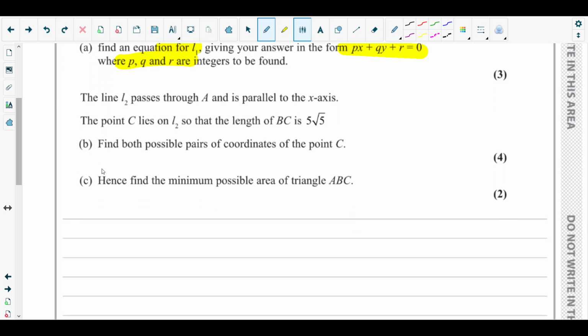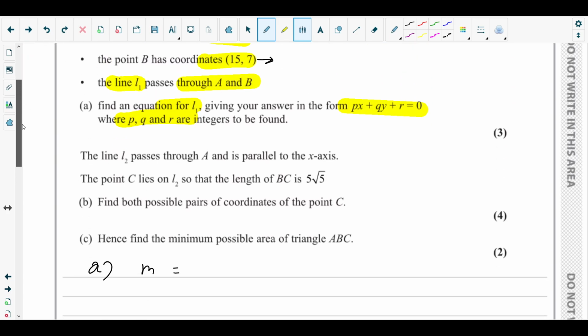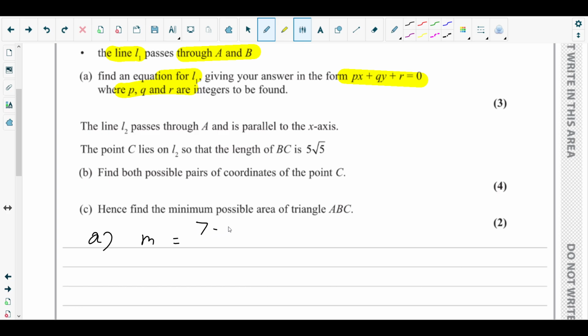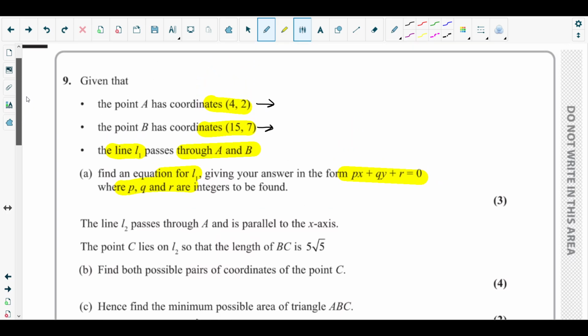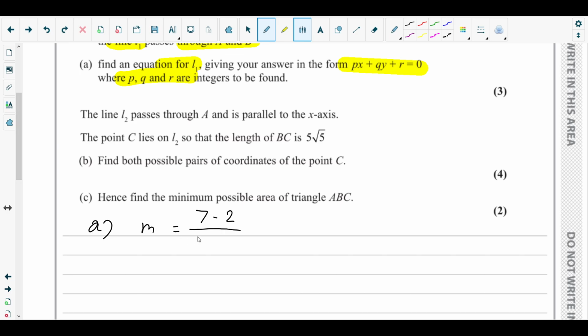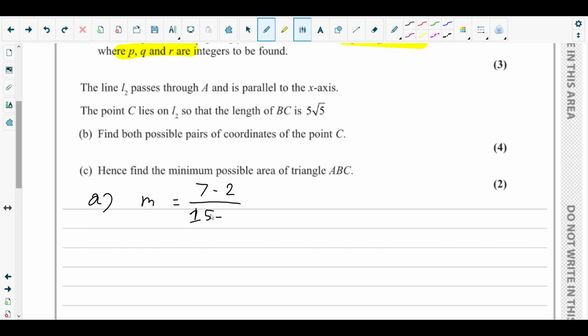So for part A, what would be the gradient of line L1? That would be y2 minus y1 over x2 minus x1. So 7 minus 2, over, x2 would be the x coordinate of the point with y equals 7, that is 15, minus x1, which is 4. So the gradient is 5 over 11. So we got the gradient. Now we need the equation of line L1.